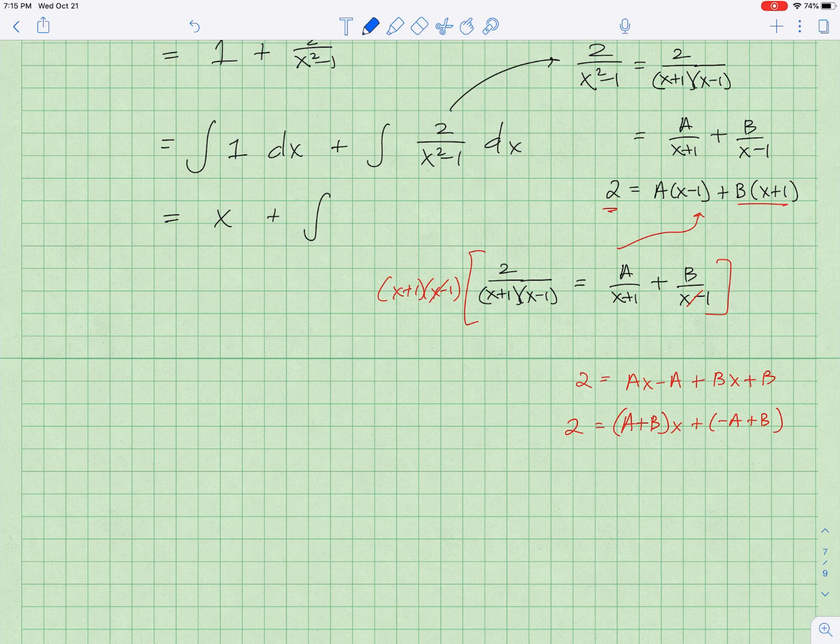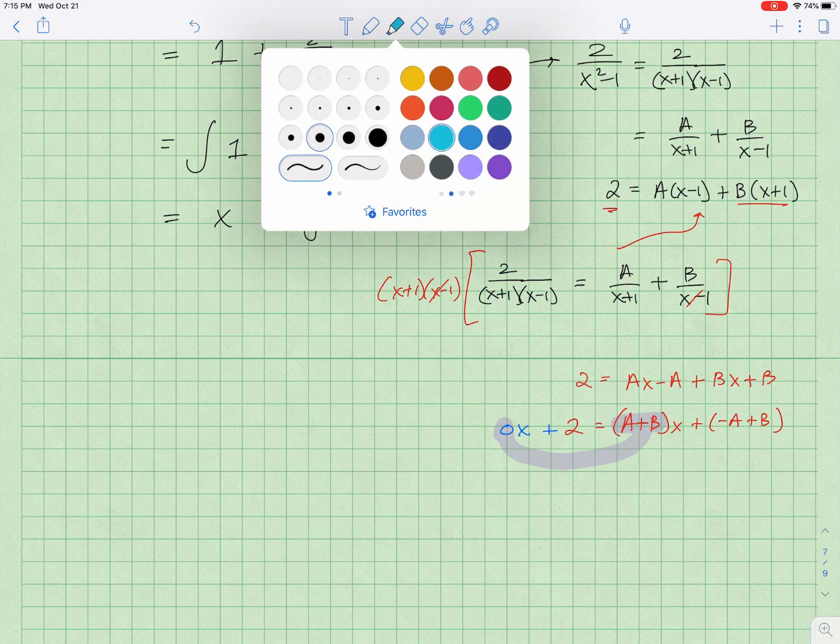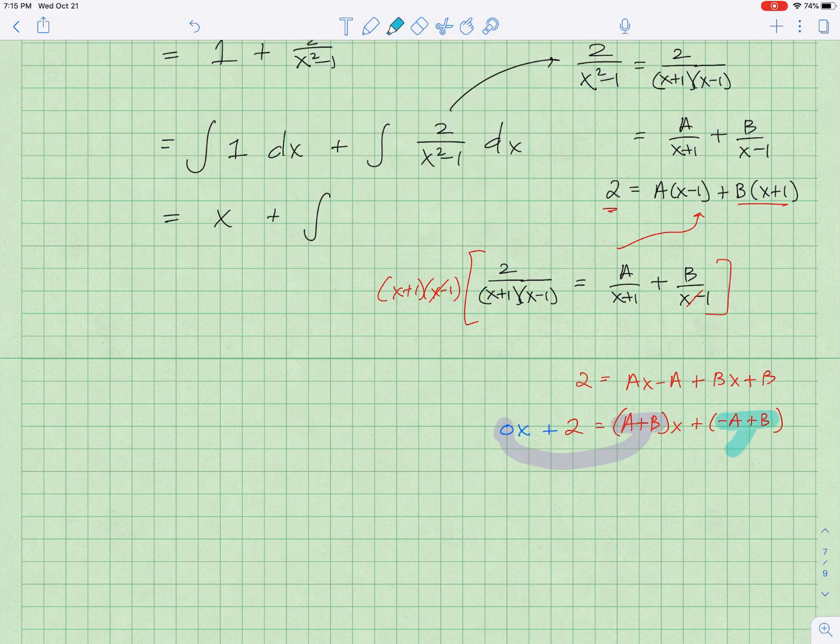Now, in order to use the strong sense of equality, I have to have a polynomial on both sides. This is 0x's plus 2, which tells me that whatever a plus b is, that has to equal 0. And whatever negative a plus b is, that has to equal 2. So that gives rise to the following equations. A plus b equals 0, and negative a plus b is equal to 2. That's our system of equations.